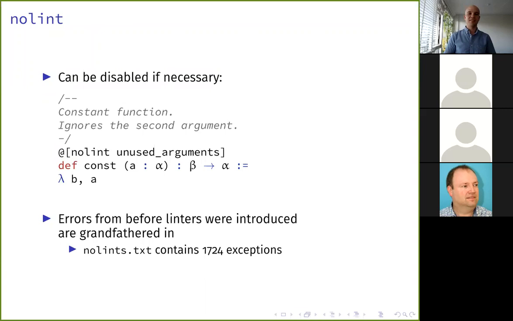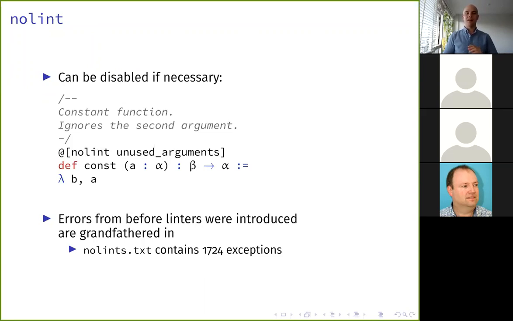Now, it's not always the case that you want to fix every single problem that a linter points out, because half of the point of having these as linters and not as fatal errors in the proof assistant is that they are not always correct. Sometimes you actually want to do what the linter tries to forbid. For example, sometimes you actually want to have arguments that you do not depend on, such as if you define the constant function. Then, of course, one of the arguments is not used. And in this case, you can write attribute nolint unused arguments above it, and then the linter will ignore it.